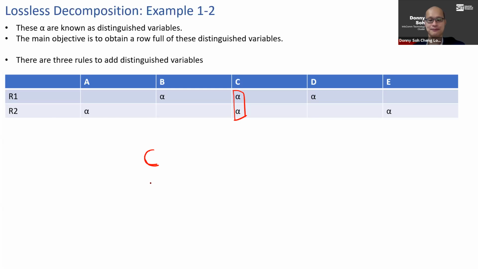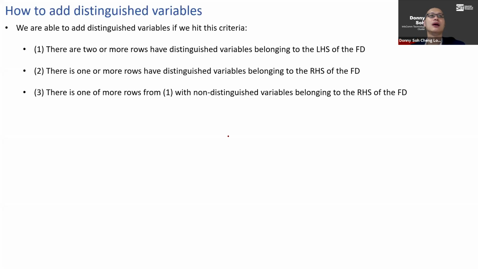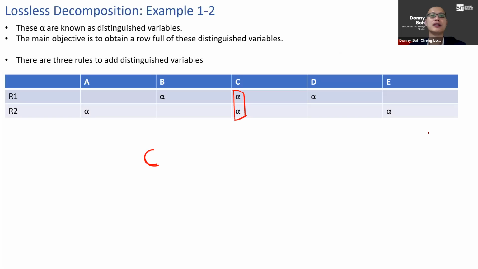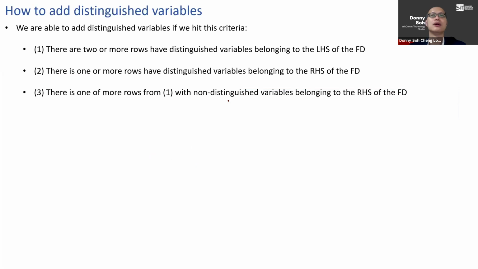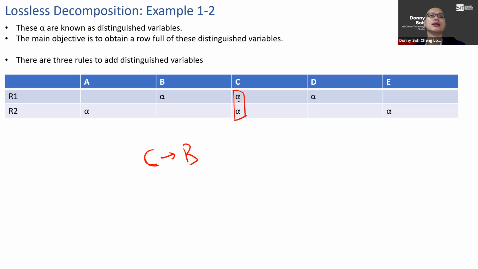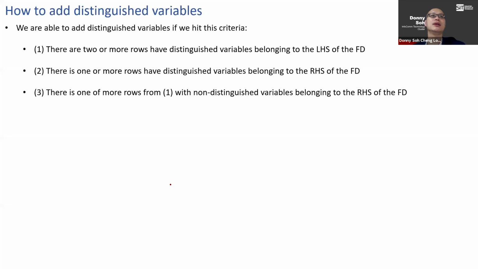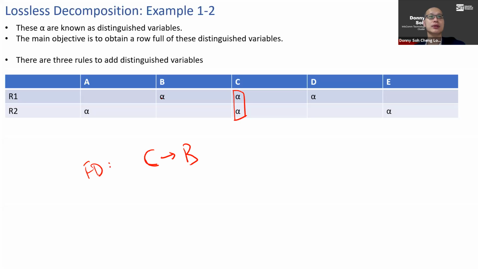For example, I have this here. And there's one or more rows that have distinguished variables belonging to the right-hand side of the functional dependency. So for example, I have a functional dependency like this. On my left-hand side, I have two or more rows that belong to the left-hand side of the FD. So this FD here. And on my right-hand side is one or more rows that have a distinguished variable on the right-hand side, which is B.